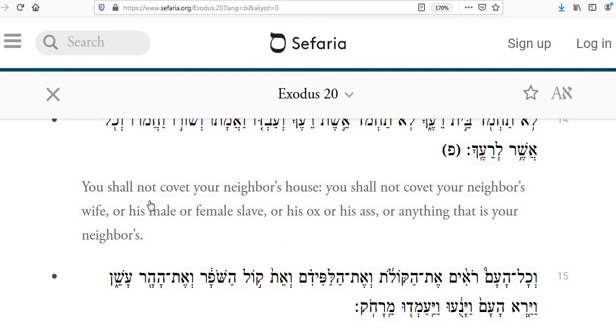Now, this is the one that isn't often discussed. This is the one that might surprise some people, including some rabbis. You shall not covet your neighbor's house, his wife, his male or female slave, or his ox or his ass, or anything that is your neighbor's. And we covered this in the earlier source as well.